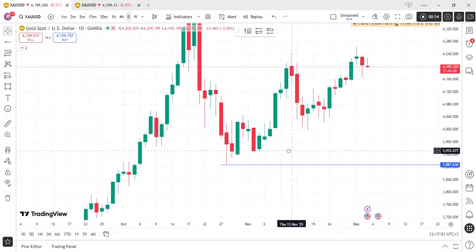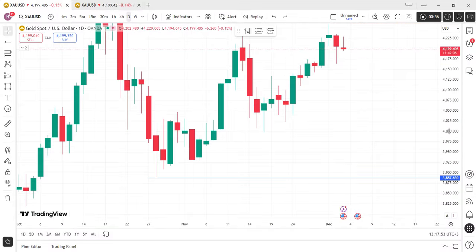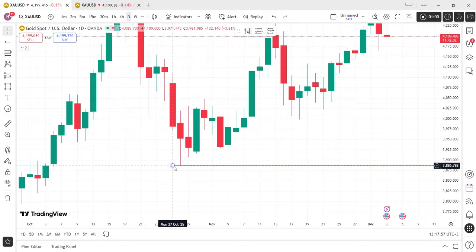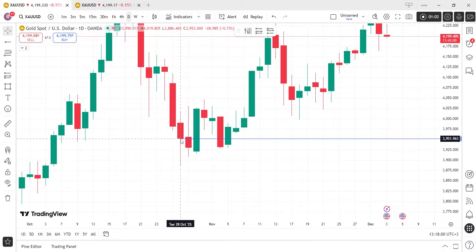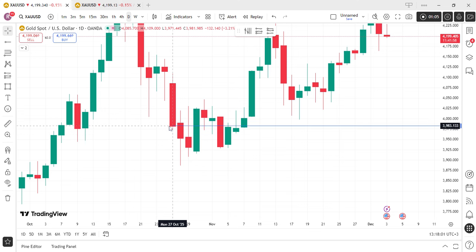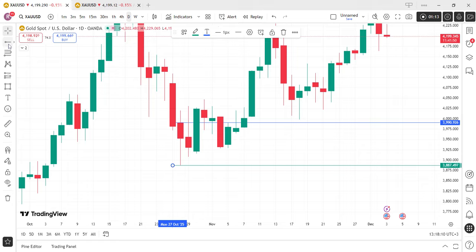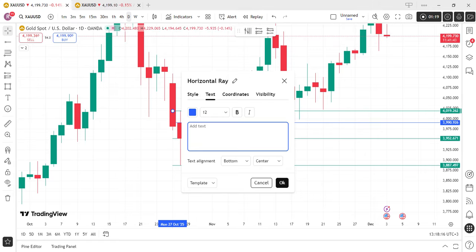Every candle has an open, high, low, close. For example, let me start with this candle here. This is the open of this candle. This is the low of this candle, sorry. And this is the close of this candle. And this is the high of this candle. I'm gonna rename them. This is the high.